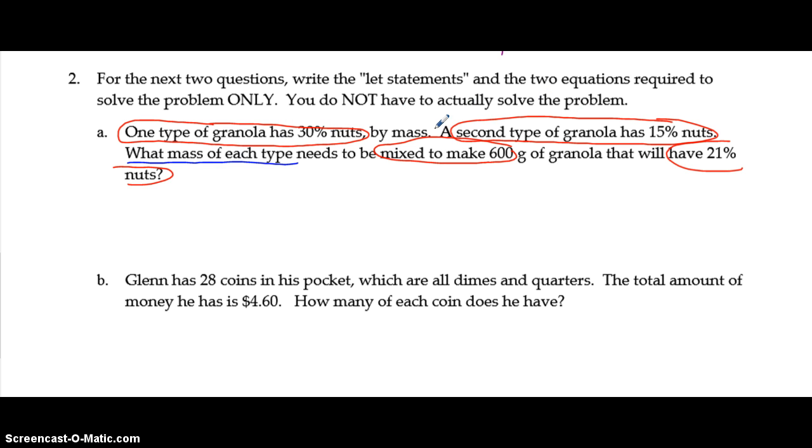Welcome back. Hopefully this is what you circled and this is what you underlined. The underlining is what tells you what your let statement is going to be. What mass of each type? So each type is what your let statement is going to be. So let x represent this, let y represent this. Take a look at example 1 for help. I'm going to pause the video. I want you to make your let statements and then press play on the video again to check your answer.